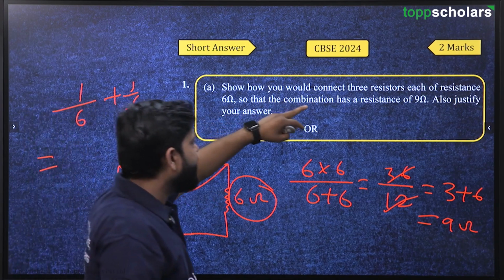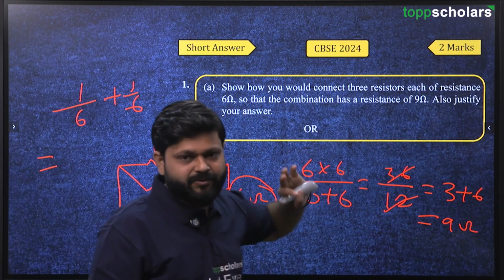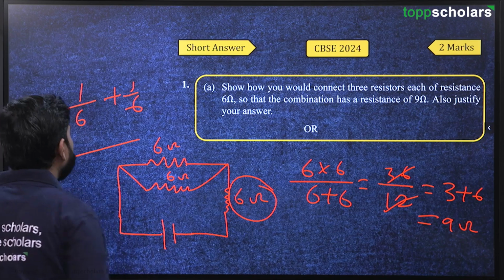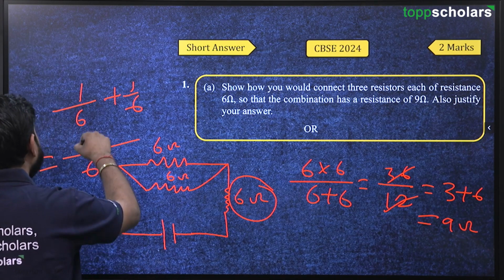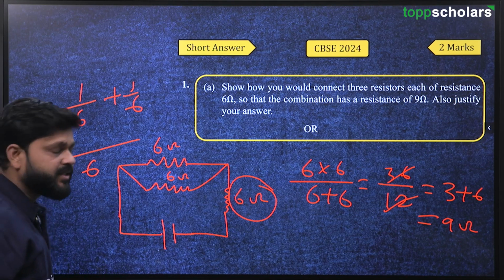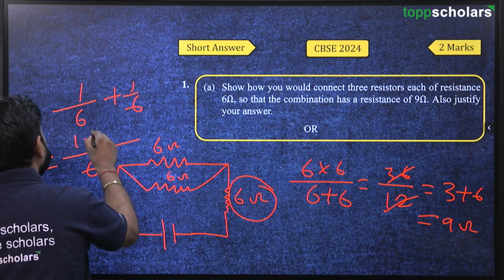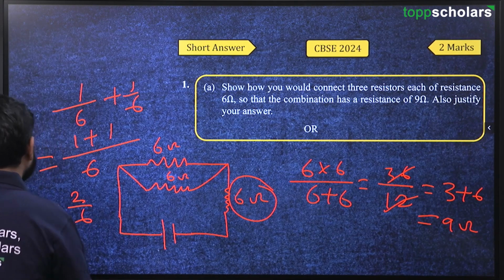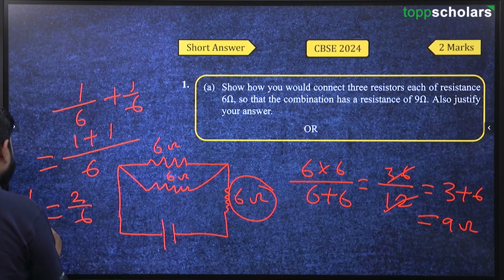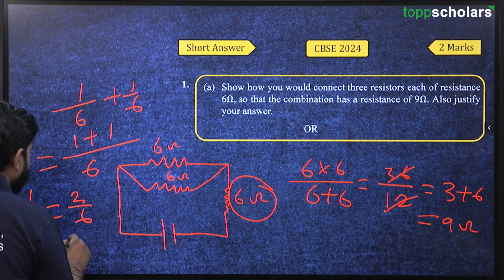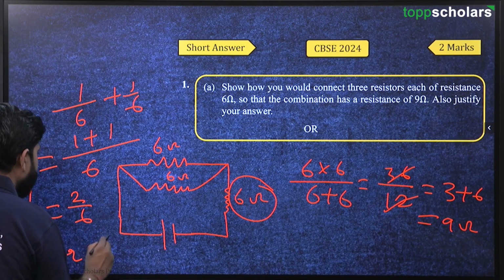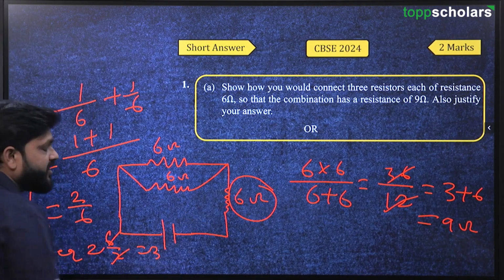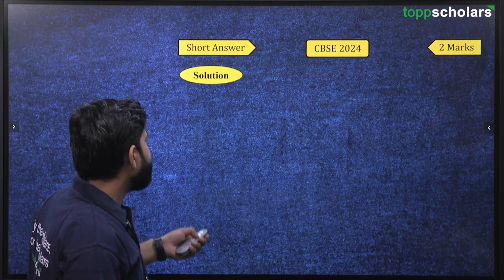But as it has been mentioned that this is a subjective type of question, you can use this method as well. If you take the LCM, it will be 6 only. So 6 and 6 will cancel out. It will be 1 plus 1, which is 2 upon 6. Now this is 1 upon R equivalent, so if you find R equivalent, R equivalent will be equal to 6 upon 2. So it will be 3. 3 plus 6 will give you 9. So you can see the solution here as well.